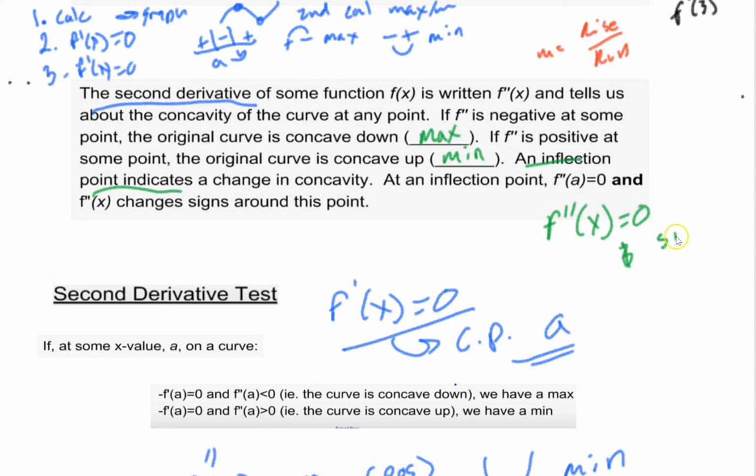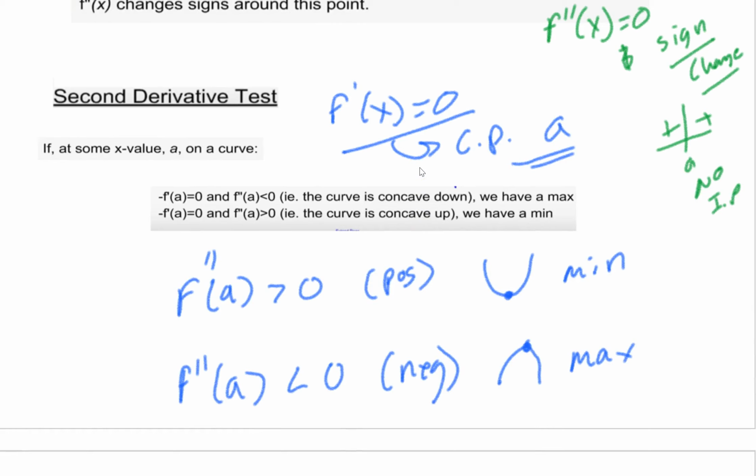And we have a sign change. So if you do a sign chart for the second derivative and you get plus and plus, that would be no inflection point. So you need a sign change. So an inflection point is second derivative equals 0 plus the sign change. So that's all the little stuff about general important things with derivatives.